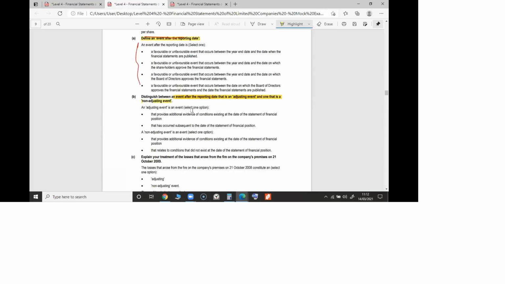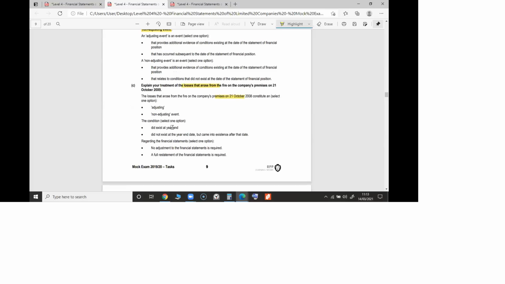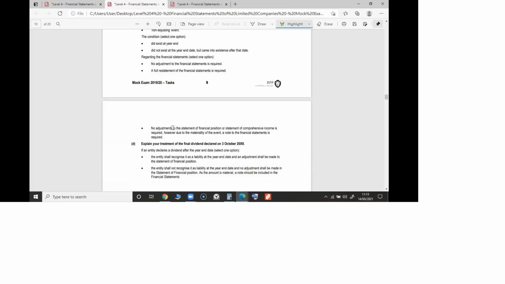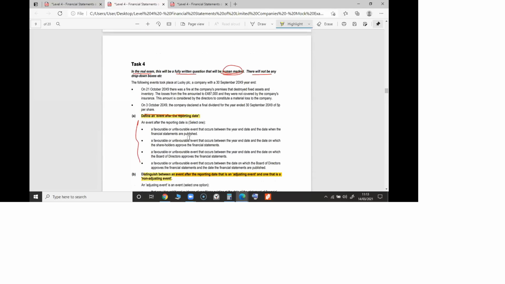All right. Okay. And number C, explain the treatment of the losses arose from the fire on the company's premises of 21st October 2008. So there might be some scenario in number C. And there's D as well, another scenario. Okay, people, so stay focused. Let's do it together. Task number 4.